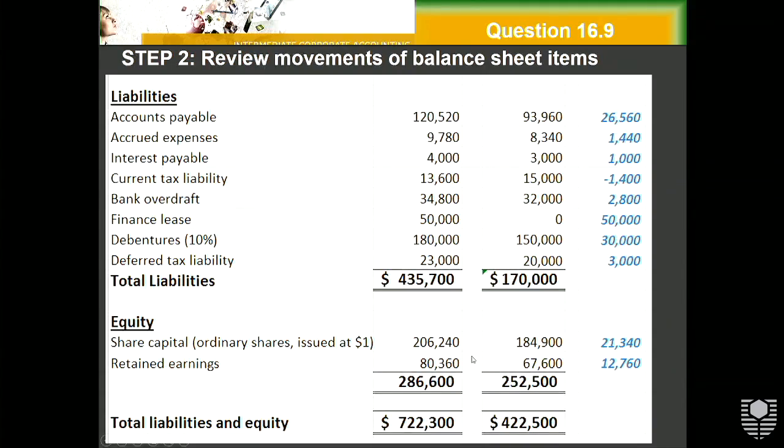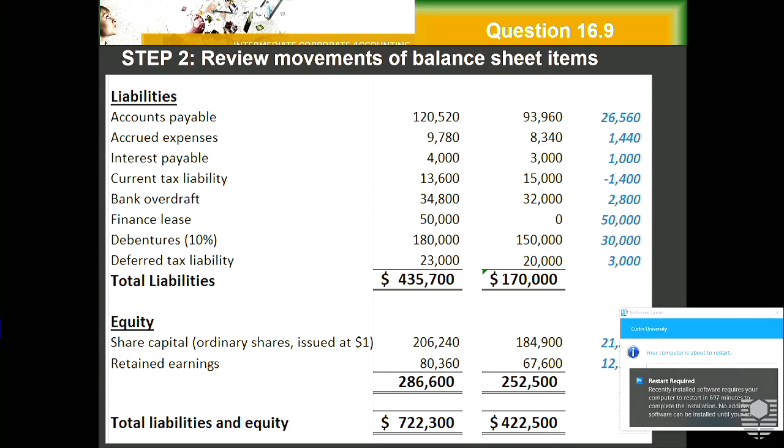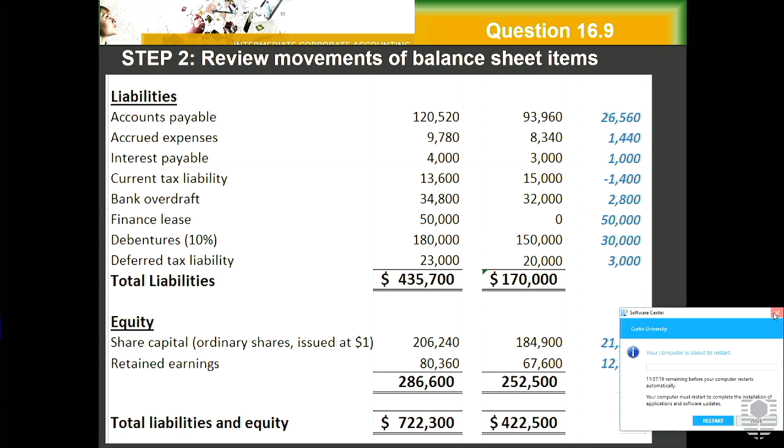Okay, so we've got debentures there of 30,000. We've got a movement there in our deferred tax liability that we're going to have to recreate those taxes to work that out. We've also got a movement. Okay, we'll just try and ignore it. It's just going to drive me bonkers.